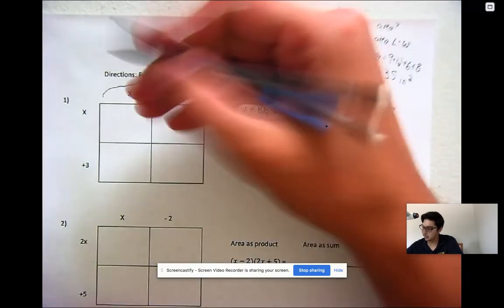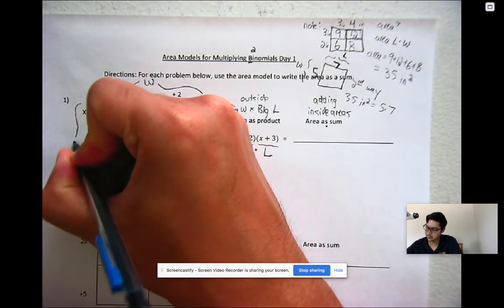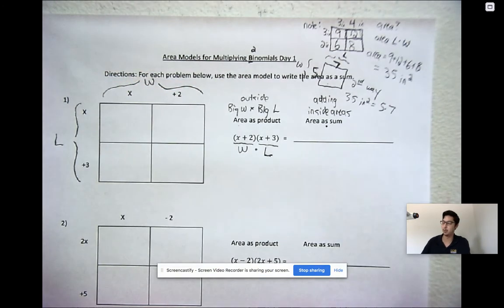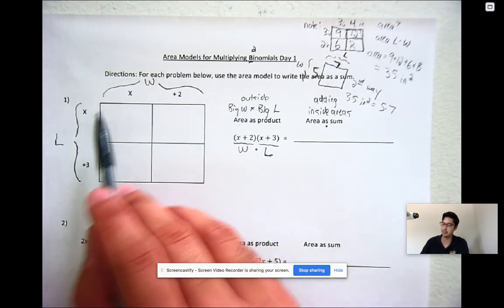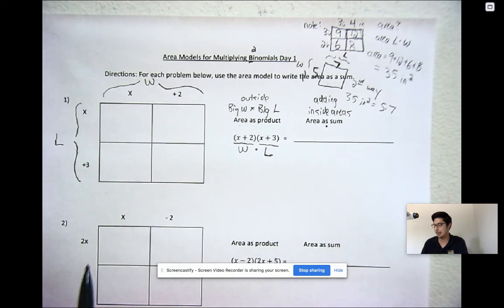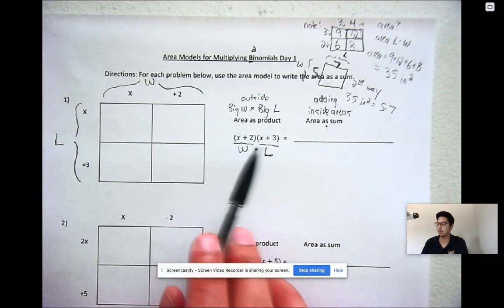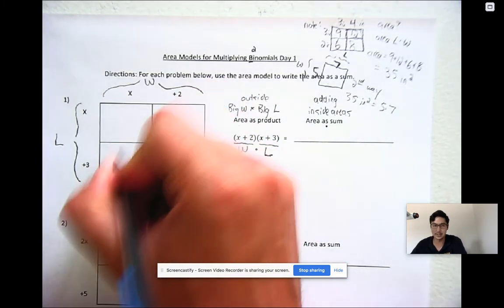So we'll call this the width, and this whole thing is the length. And they broke it off where x, whatever number that is, represents that length, 2 represents that length, x represents that length, and 3 represents that length. So that's what area as a product is. Now, how do we write this as area as a sum? How do you get the inside areas? Well, we just have to write the areas of all the inside.